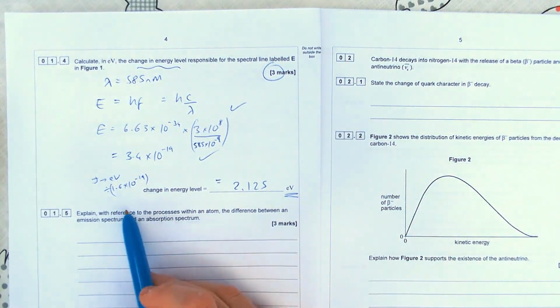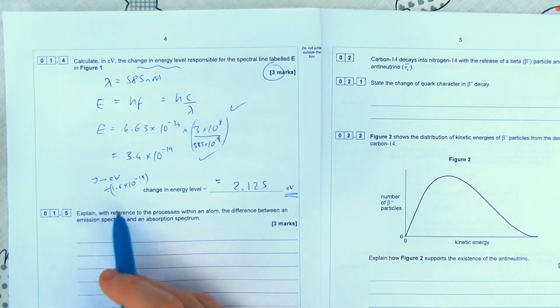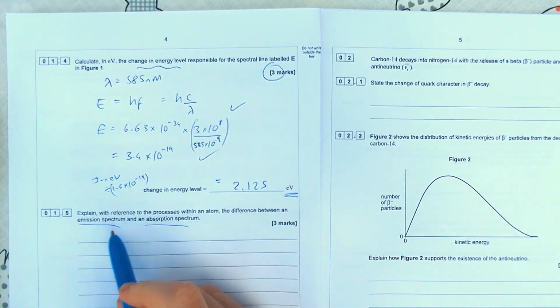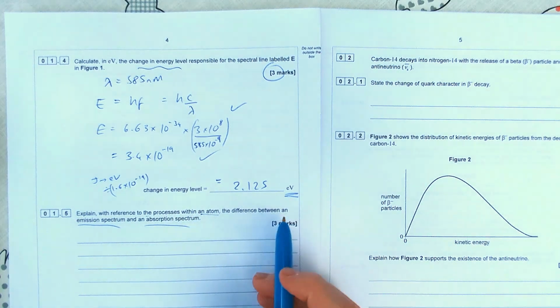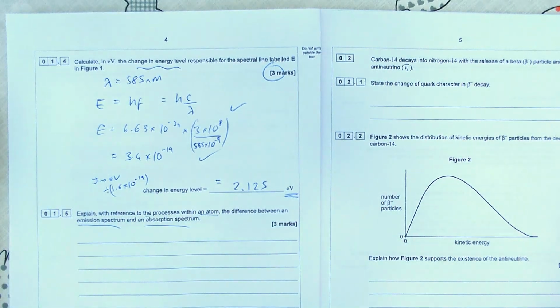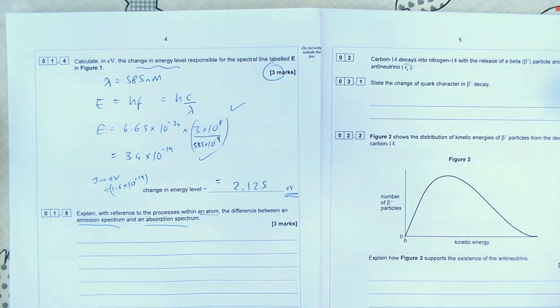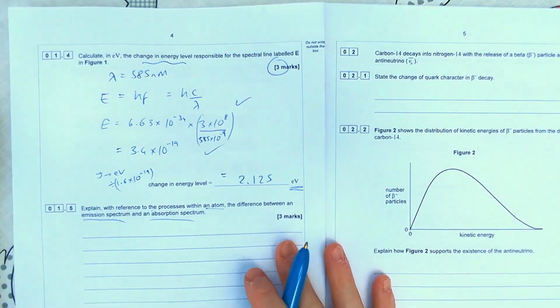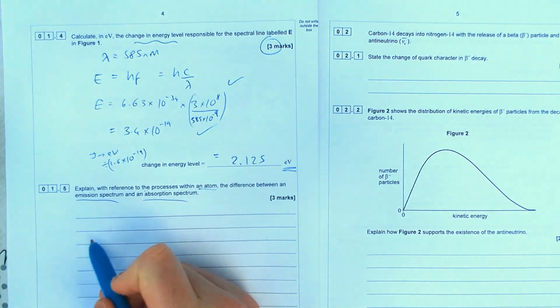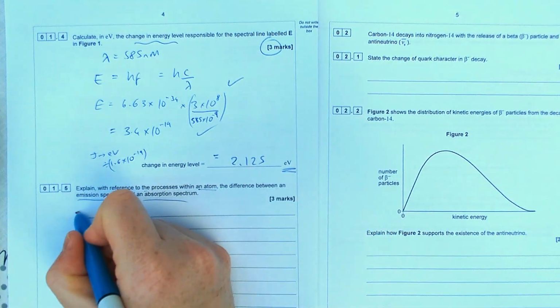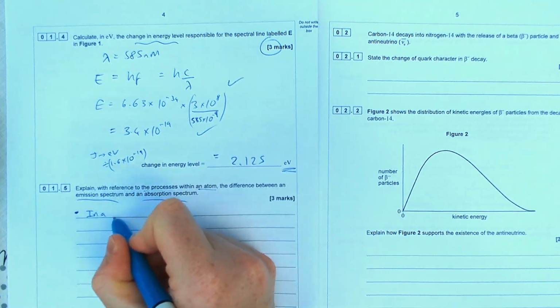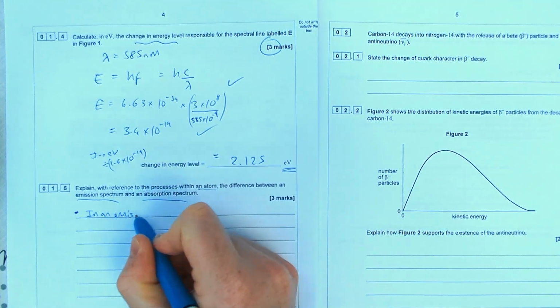So lastly with this question, and this is one that caught people out when they did it, explain with reference to processes within an atom the difference between an emission spectrum and an absorption spectrum. Always with 3-mark questions like this, I would definitely use bullet points and stagger your answers so you don't end up waffling. Let's talk about our emission spectrum first. So we'd say in an emission spectrum.